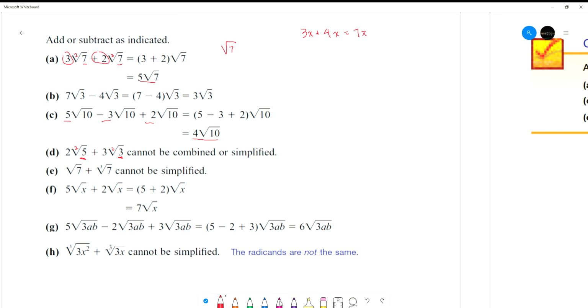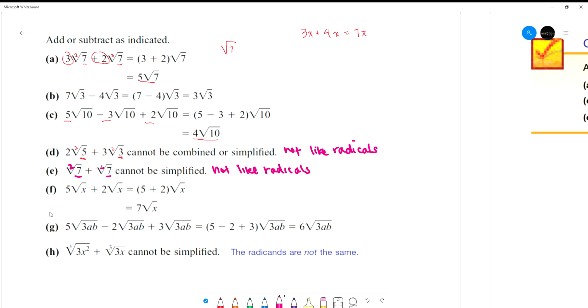And likewise, in letter E, you can see this is a square root versus a cubed root, right? Even though the radicands may be the same, the roots are different. So these are not like radicals, right? Both of these, not like radicals.